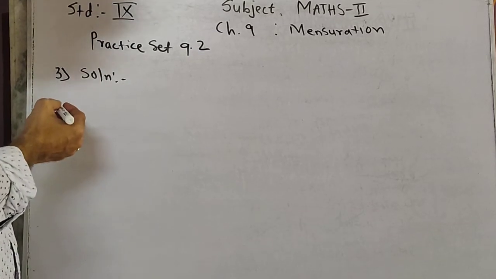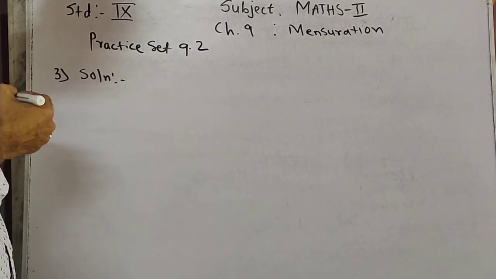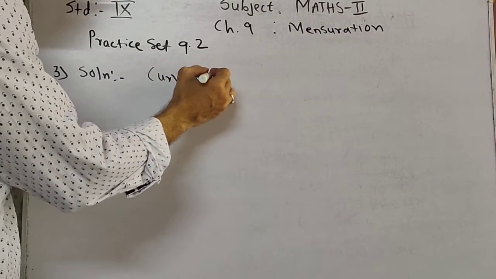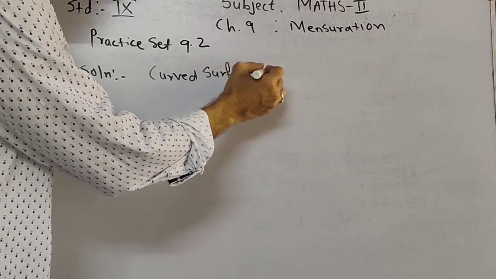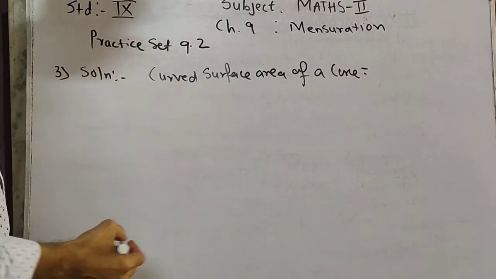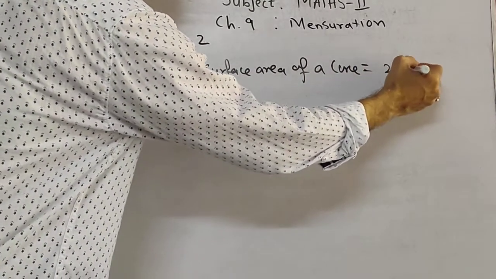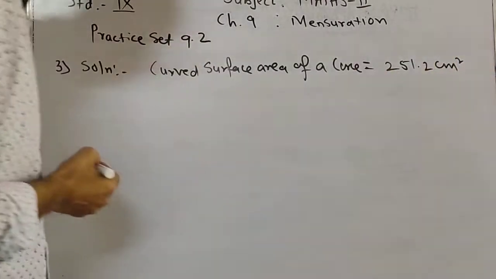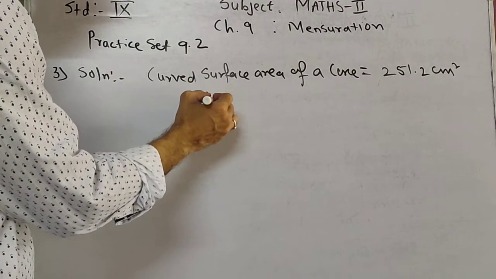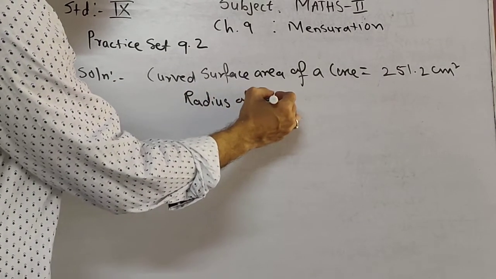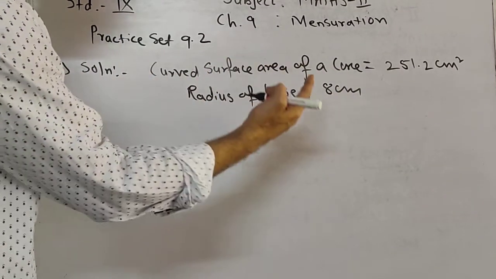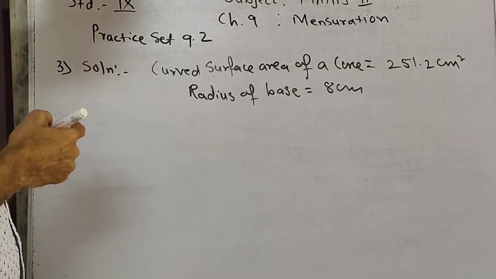Now come to sum number 3. Curved surface area of a cone is 251.2 centimeter square. Curved surface area is given. Radius of base is 8 centimeter. Curved surface is given. Radius is given. Okay. Find the slant height and perpendicular height.